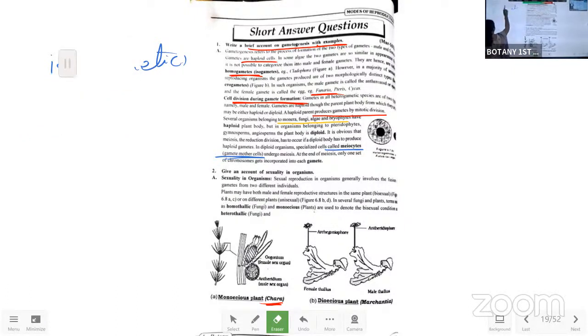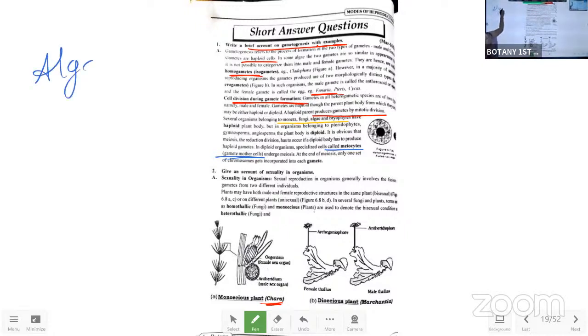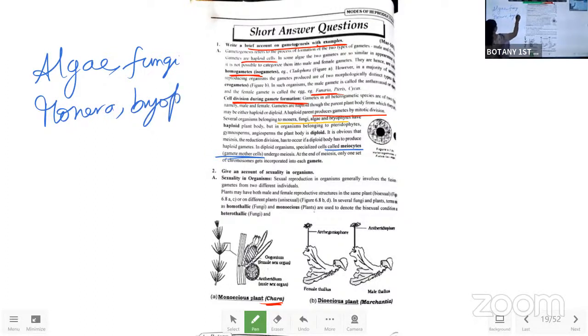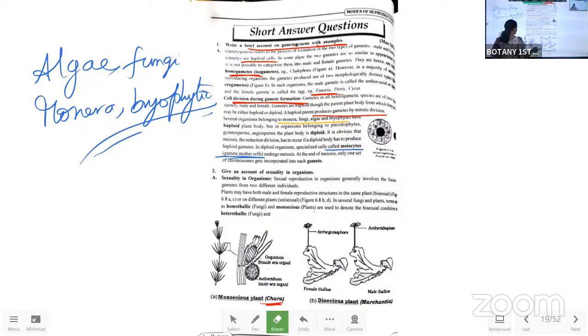In some organisms, the male gametes and the female gametes are different. So that is called the heterogametic condition. In the heterogametic condition, the gametes are produced in different parts, in antheridia and in the archegonia. Example, algae, fungi, kingdom Monera, and bryophytic organisms, where we will see the gametes are heterogametic, and these gametes are produced in the haploid organisms.